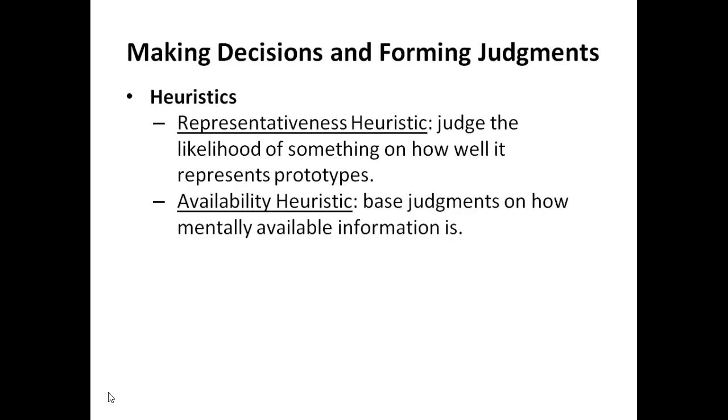And then the second one is availability heuristics. And this is where we base judgment on how mentally available information is. So you may be making a decision about something based off of information that you have. And depending on how much information that is, you may not be making the right decision.